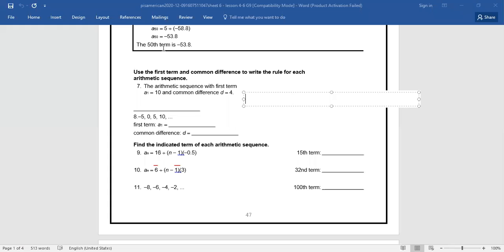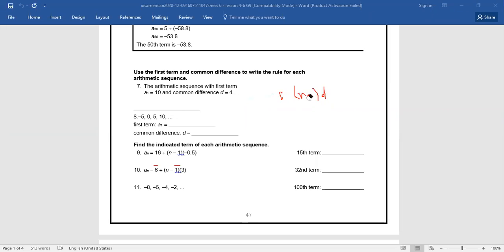An. Yes, an equals a1, n minus 1. We will open a parenthesis. Yes, n minus 1, times d, right? So this is the formula: an equals a1 plus n minus 1 times d.